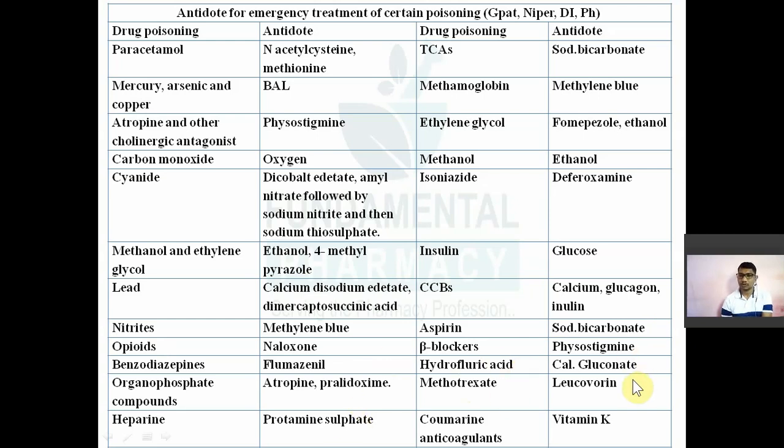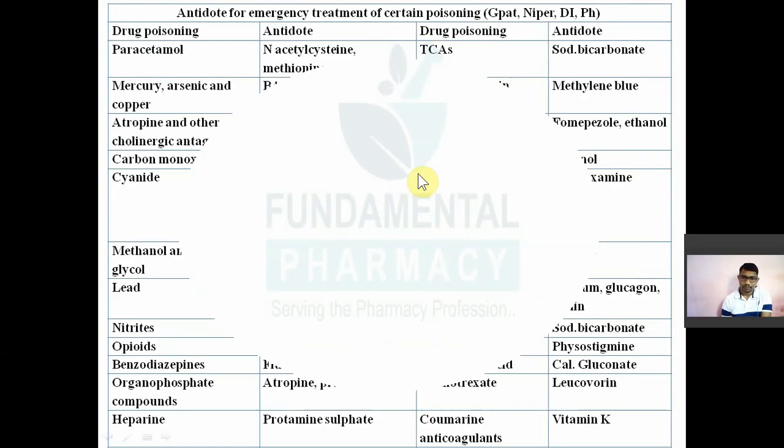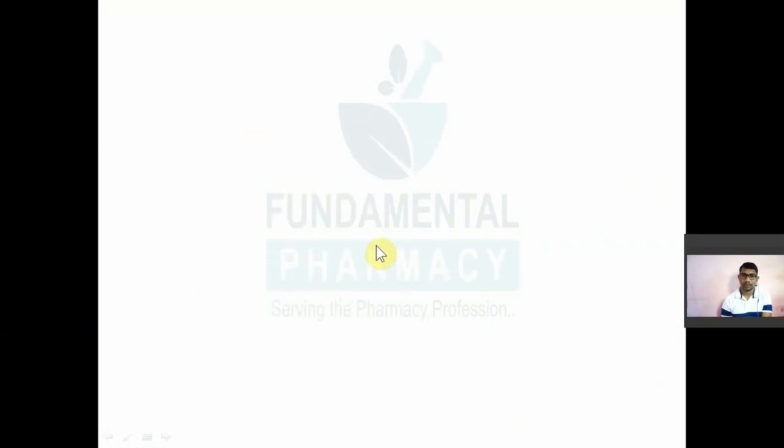If you got an overdose of beta blockers, physostigmine is the drug. These antidotes are very important. So again, if you got a poisoning or overdose of beta blockers, then physostigmine is a specific antidote. If you got poisoning of hydrofluoric acid, calcium gluconate is the antidote. If you got an overdose of methotrexate, leucovorin is the antidote. And if you got an overdose of anticoagulant or coumarin, vitamin K is the antidote. Okay, so in this, vitamin K, heparin, all the antidotes are important; they have already been asked in exams.